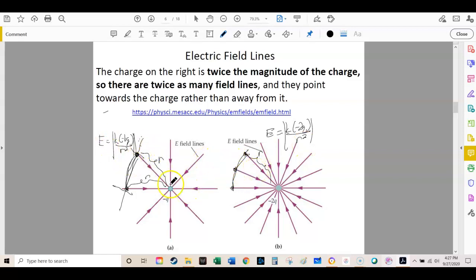And just again, notice the density of field lines at this distance r away right here is not very dense, but over here it's much more dense. In fact, it's twice as dense at a distance r away. So that's also what you're representing as well.